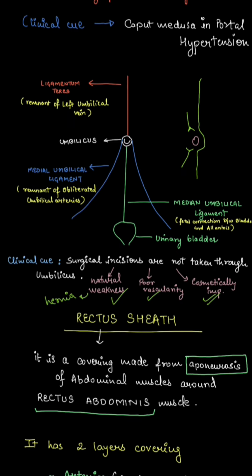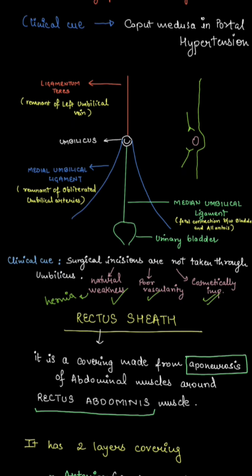This is because of three reasons, mainly three reasons. There are multiple reasons, but there are mainly three. First of all, umbilicus has a poor vascularity, so the incision would be difficult to heal, definitely. Moreover, it is a weakness of anterior abdominal wall.